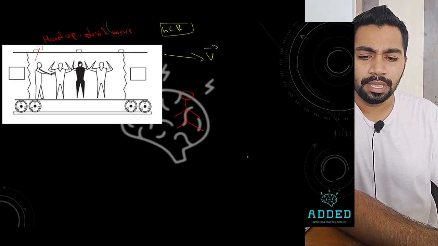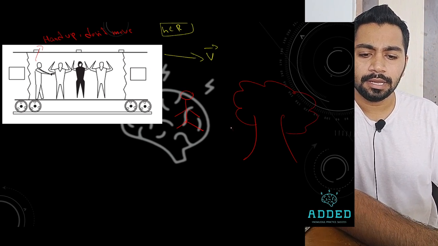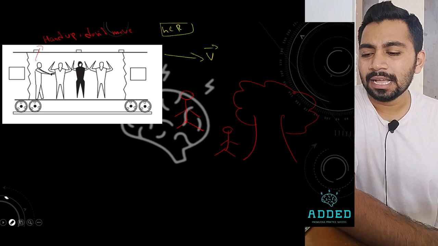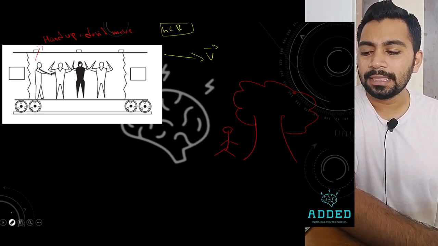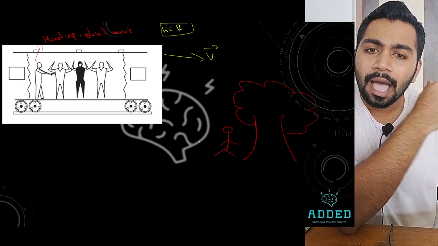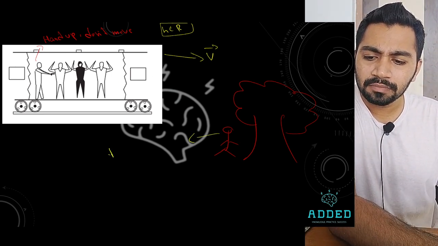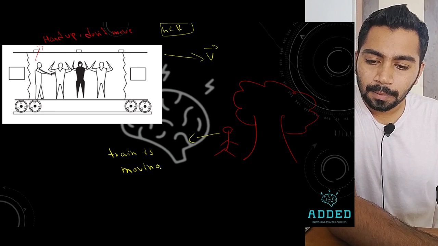If it is a train moving, here he is. In villages we say someone takes sheep for feeding them food. Like that, a person standing here sees that this train is moving.